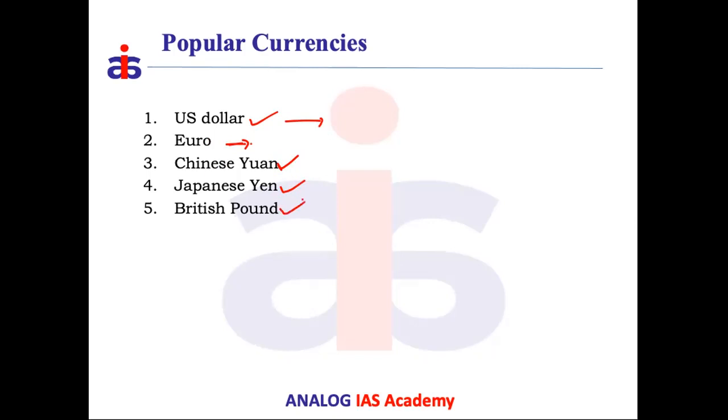And another one is the British pound. It is the currency of the UK, the United Kingdom, and this is also another popular currency. These are 5 more popular currencies in the world, which are used as a medium of exchange for different exports and imports that are happening between the countries. Okay.